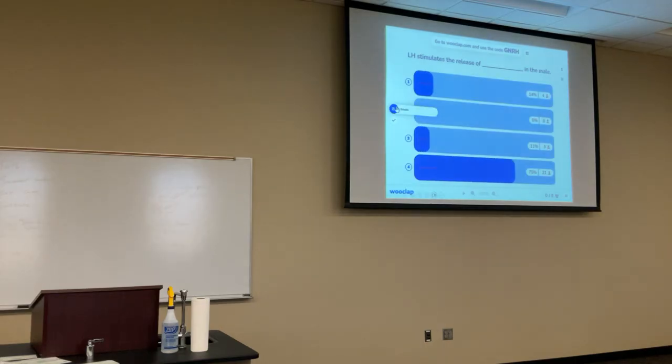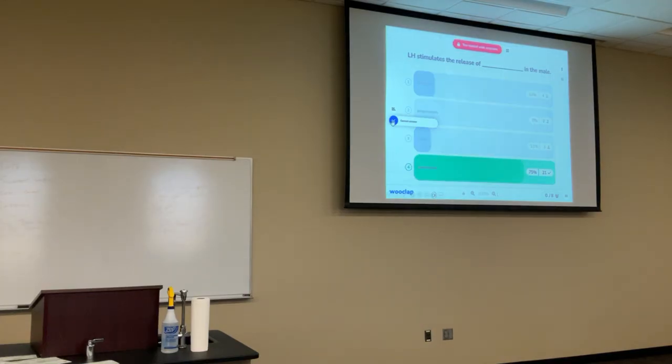All right. So most of you said number 4, testosterone, and that's correct. That's what LH does. So LH is released by the anterior pituitary in response to gonadotropin-releasing hormone from the hypothalamus, and LH stimulates the production of testosterone by the interstitial cells.